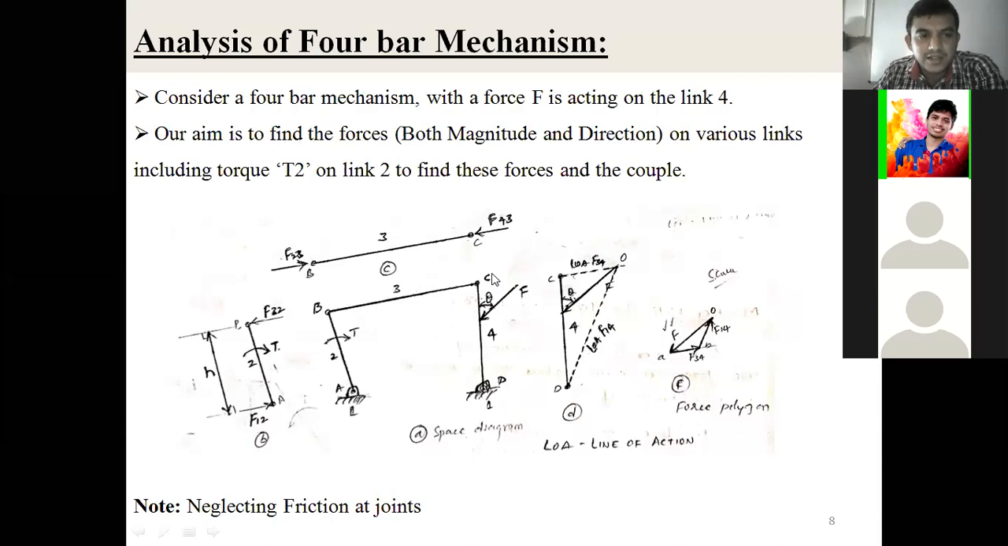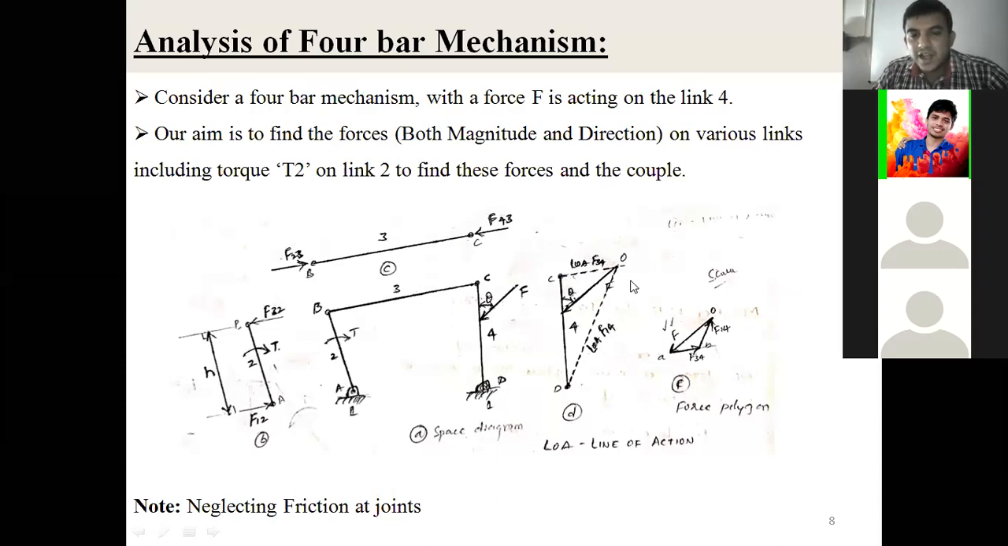Now, draw a line from the hinge C which is parallel to link 3, okay. That shows the line of action, LOA stands for line of action, of which force here? F43, that is equal to F34. We don't know the direction, whether it's upward or downward. Just draw a line which is parallel to link 3.